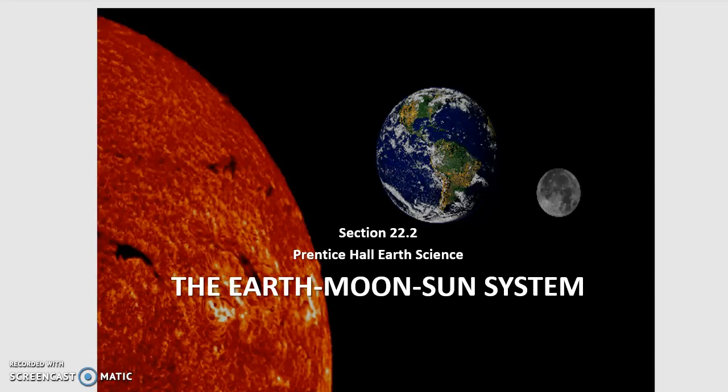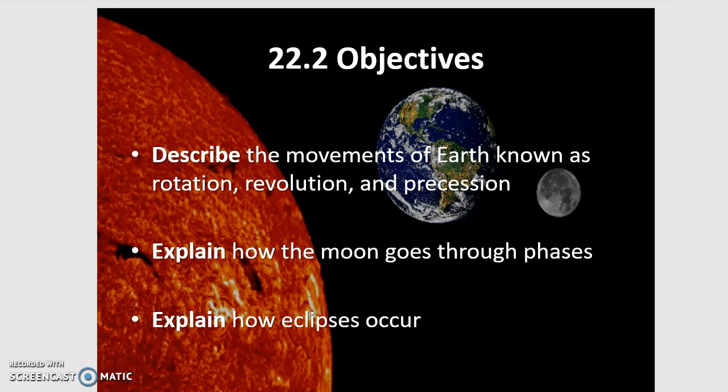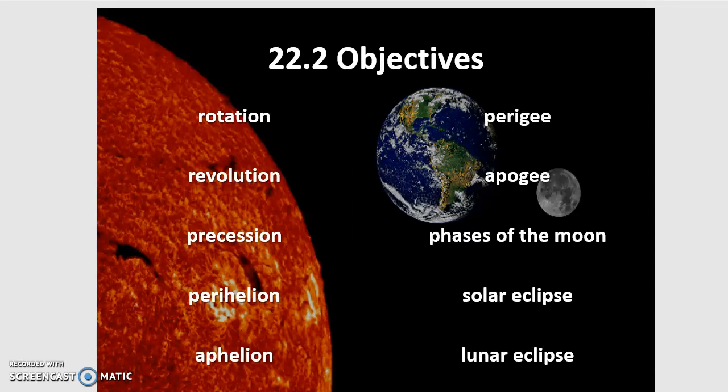Welcome everybody, and in this PowerPoint we are going to be analyzing the Earth, Moon, and Sun system. Within our PowerPoint we are going to look at different motions or movements such as rotation and revolution. We're going to explain how the Moon goes through phases and look at how eclipses occur. Some important vocabulary and objectives as well: rotation, revolution, perihelion, aphelion, different types of eclipses, and more.